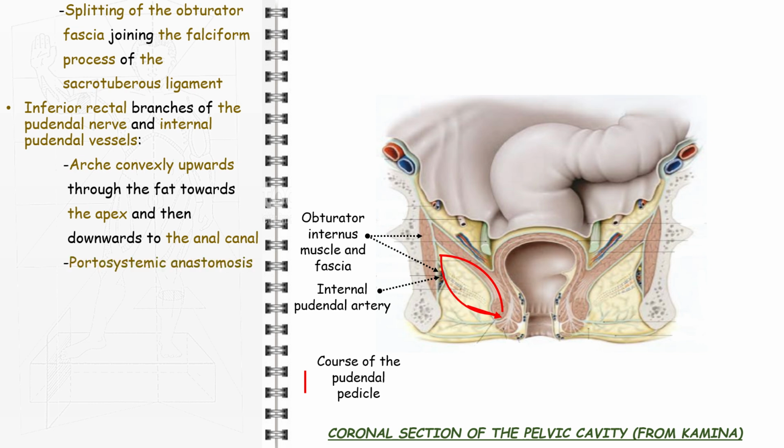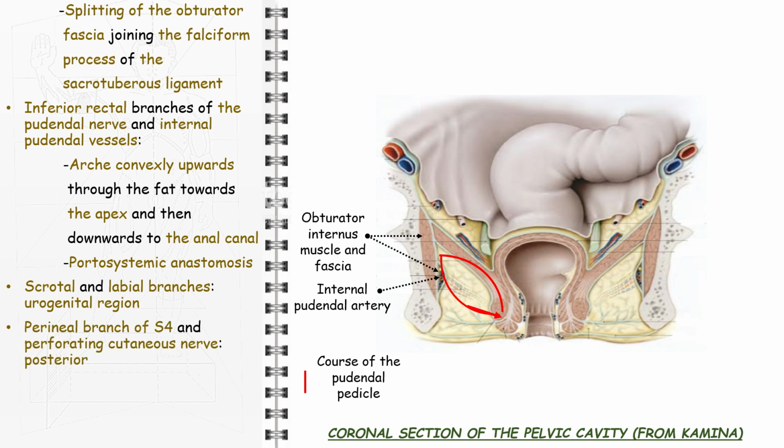At the front of the fossa, the posterior scrotal or labial nerves and vessels, from the pudendals, pursue a very short course in it before leaving to pass superficially into the urogenital region. At the back of the fossa, the perineal branch of S4 nerve and the perforating cutaneous nerve are also in the fossa for a very short distance. The former runs into levator ani, and the latter pierces the sacrotuberous ligament to become cutaneous round the lower border of gluteus maximus.